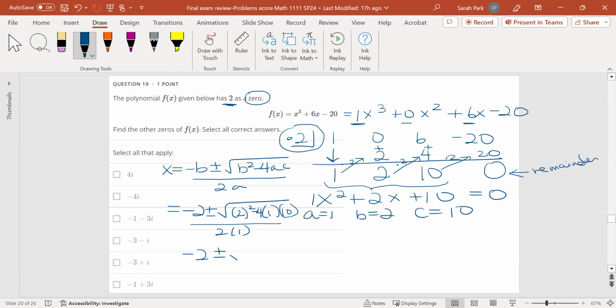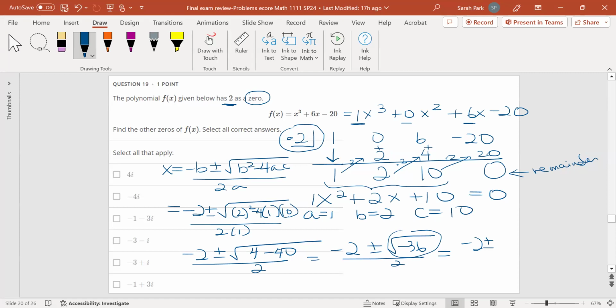So we get -2 plus or minus the square root of 4 minus 40, all over 2. We have -2 plus or minus the square root of -36 over 2. The square root of -36 is 6i. So -2 plus or minus 6i over 2. You divide the 2 by 2 and the 6 by 2, so you have -1 plus or minus 3i. So our solutions, the other zeros, are -1 plus 3i and -1 minus 3i.